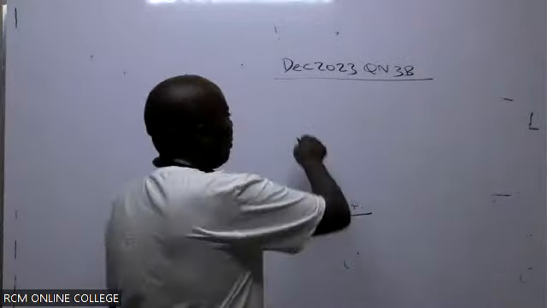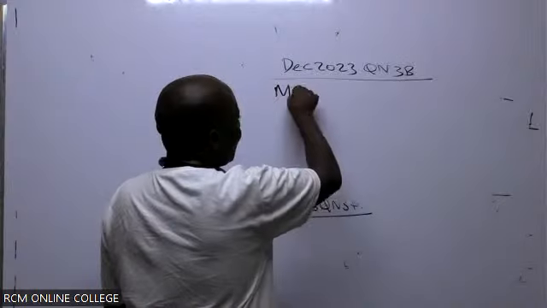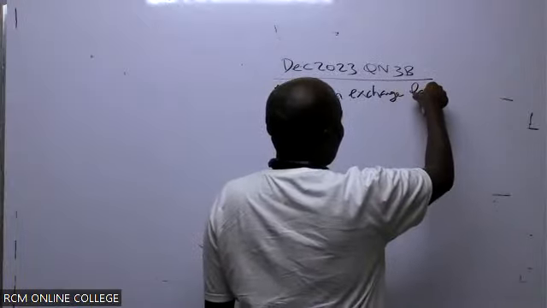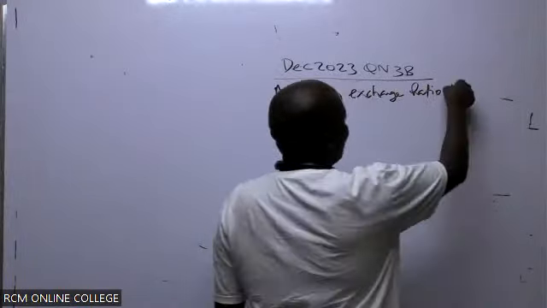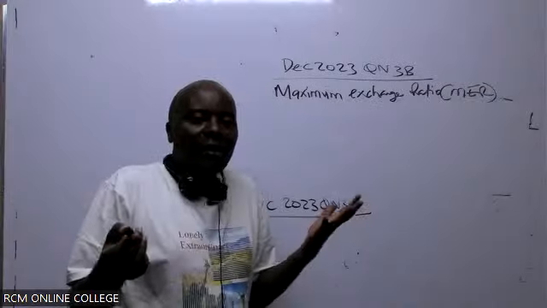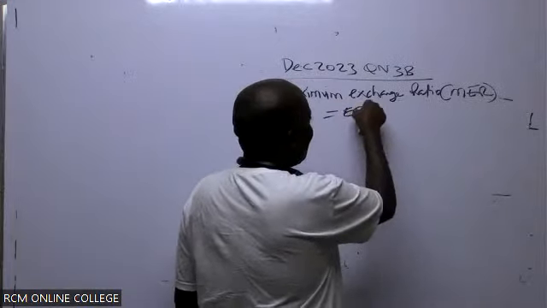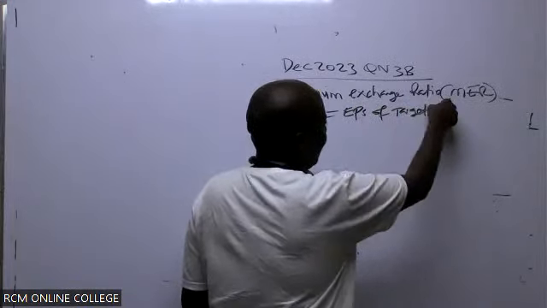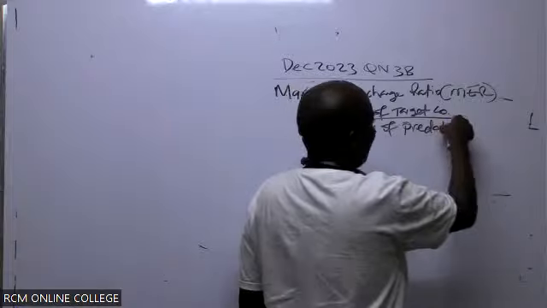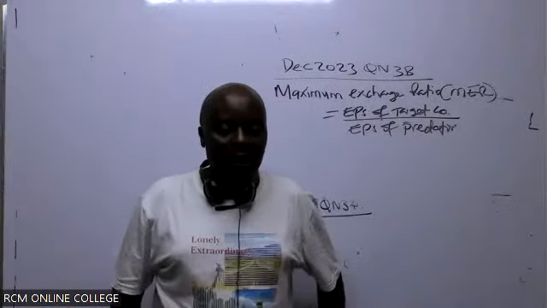I can even give you a formula. Remember, once they call it the maximum non-diluting exchange ratio, this is the same as the maximum exchange ratio, which we shall be abbreviating as MER. I'll give you the formula, but I'm sure even with the formula, very few of us will know how to apply it in this case. It is EPS of the target company, all over EPS of the predator.